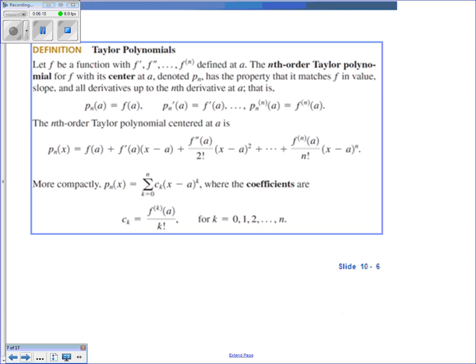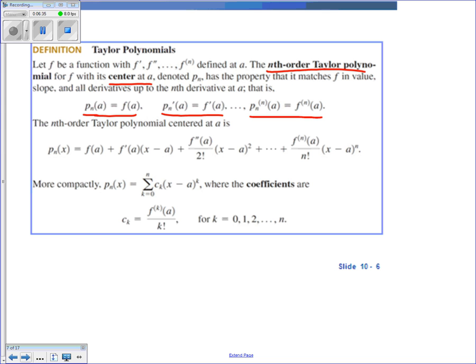And that's what this says. Taylor polynomial. We've got a function f that has derivatives defined at a. The nth order Taylor polynomial with the center at a, we're going to denote it by p sub n. It has the property that it matches the function's value, the first order derivative matches, and up to the nth order derivative matches the nth order derivative of the function.